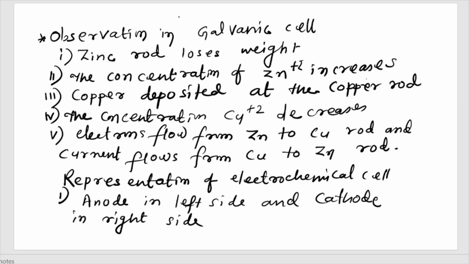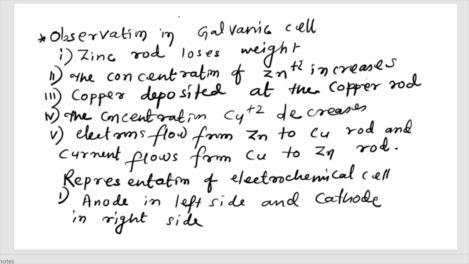Electrons flow from zinc to the copper rod, and current flows from copper to zinc. Again, I have explained clearly, bit by bit, what happens in a galvanic cell. I think you have no doubt. If you have a doubt, read this again and listen again. I hope it is clear.